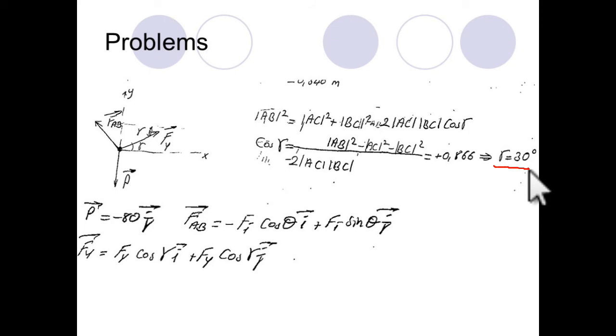Now I know the angle. I can write all the forces in Cartesian form. Since I know the angles, I can easily calculate the unit vectors also. So remember that x is the horizontal and y is the vertical axis. As a result, P is equal to minus 80 j vector.